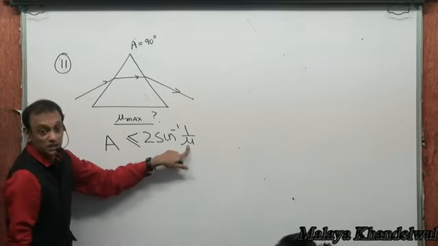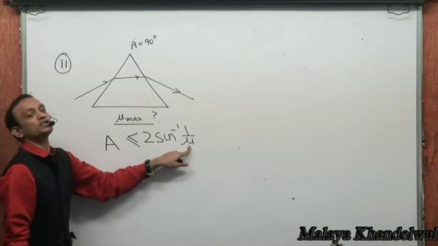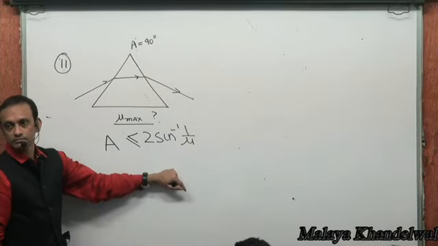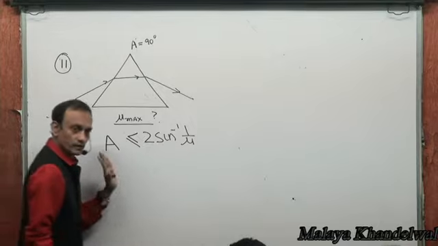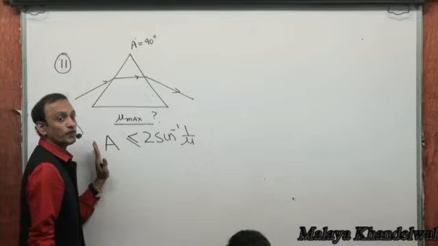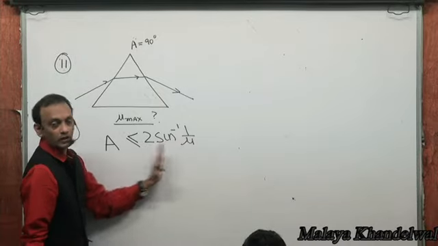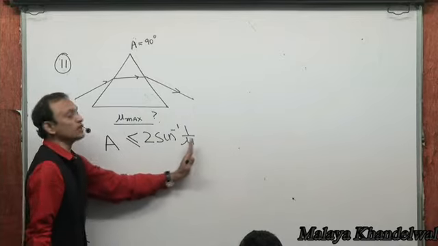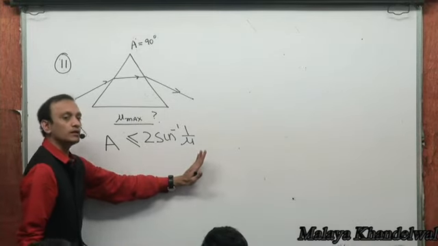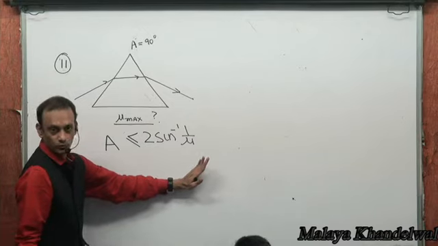Remember this result? If A becomes greater than this number, then no matter what the incident ray is, no ray of light will be able to emerge from the prism. You know this result, right? This is the limiting angle for which rays of light will emerge from the prism. If A becomes in excess of 2 sine inverse 1 by mu, then no ray of light incident on the prism can ever emerge from the prism, right?